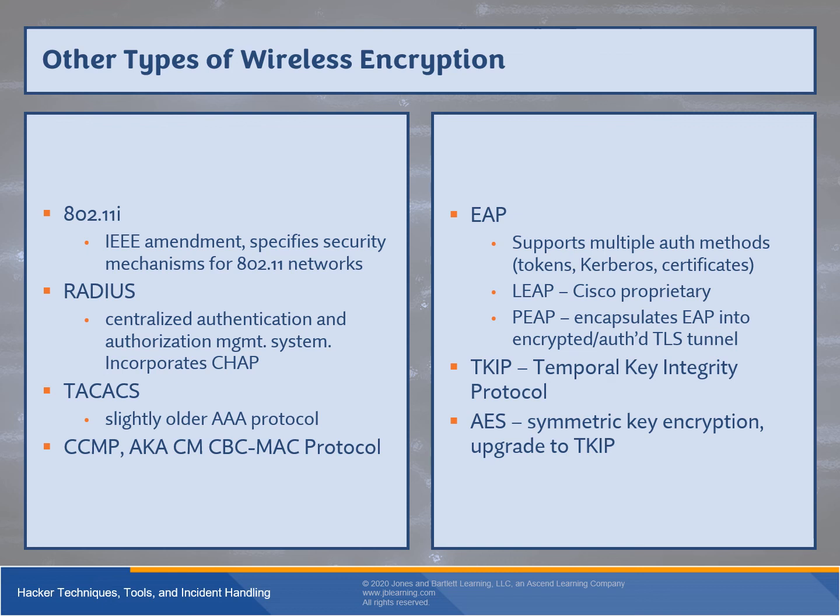EAP, extensible authentication, supports multiple authentication methods like tokens, Kerberos tickets, or certs. LEAP is the Cisco proprietary model. PEAP is a TLS encrypted one. TKIP is temporal key integrity protocol, which means that it's going to renegotiate the key after X number of transactions in order to make sure that people do not have enough time to try and brute force what the authentication key is for that particular conversation. And then AES uses symmetric key encryption and is considered an upgrade to TKIP.